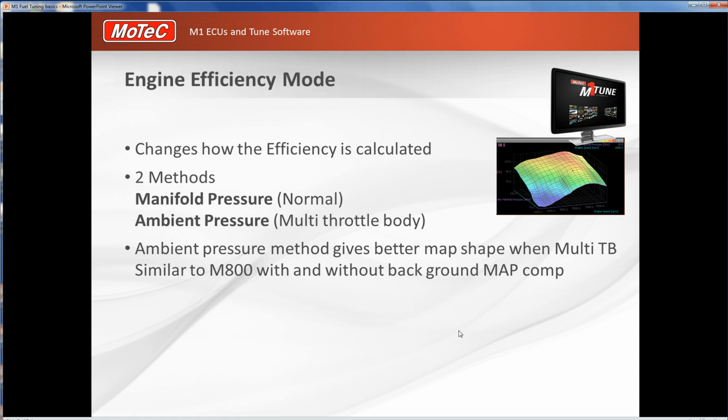how the efficiency table is calculated, and you can do that by changing to ambient pressure. Really the only time that you'd want to do that is when you're tuning multi-throttle body engines. Once you do that, the shape that you will see is not necessarily following normal efficiency numbers, but one where you have quite a small number at low throttle positions and quite a large number at high throttle positions, and it very much follows the similar shape that an M800 would show when you have no inlet manifold pressure compensation.